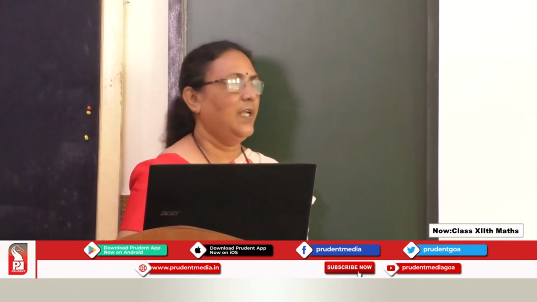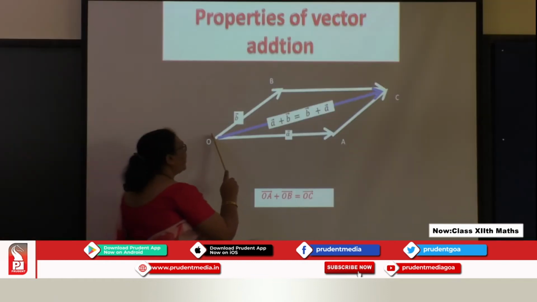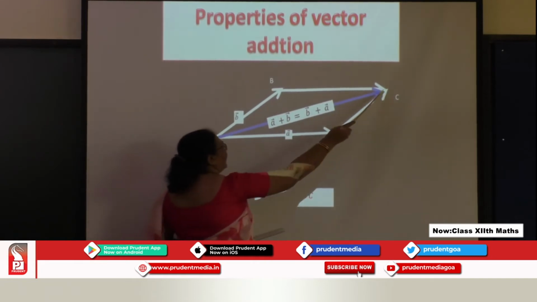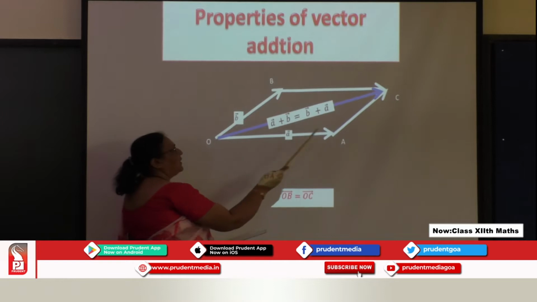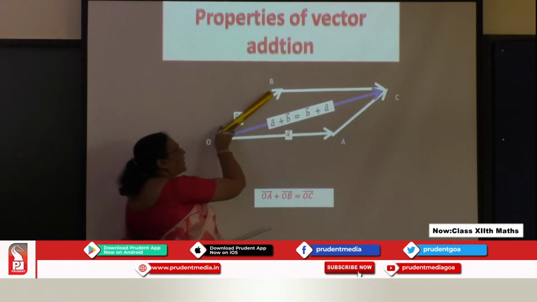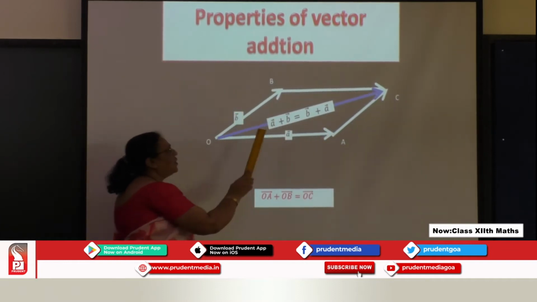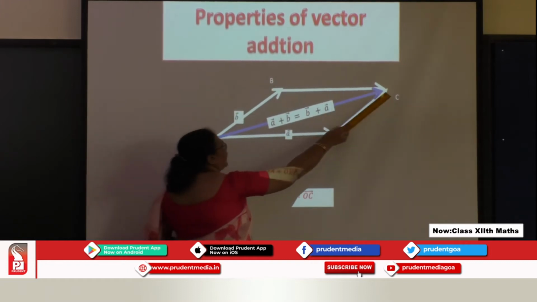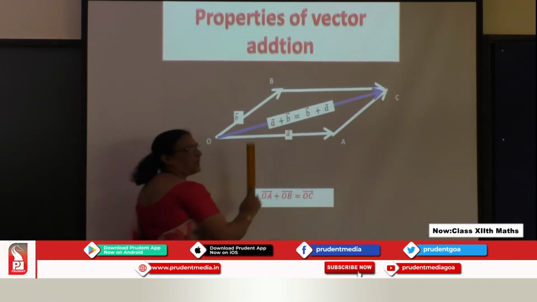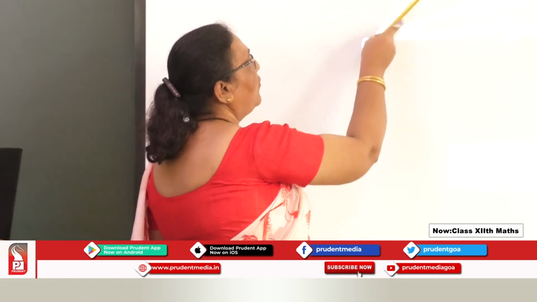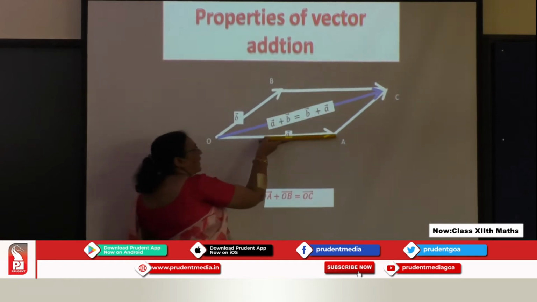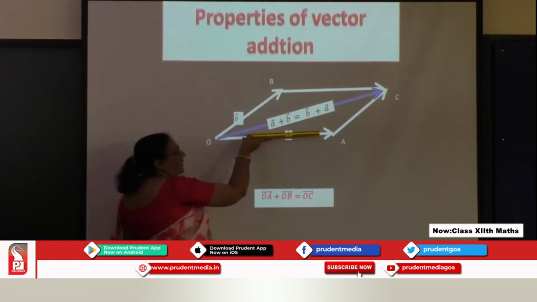Properties of vector addition. In the same way, see here, if you go from O to A and then A to C, you will reach from O to C. This is vector A bar, this is B bar, and this is also B bar. Why are both the same? Because they are parallel and their magnitude is the same. So if I go from this side, I will get A bar plus B bar. But if I change the direction, if I move from here and then here, this is B bar and this is the same as A bar, both are parallel and their magnitude is the same.